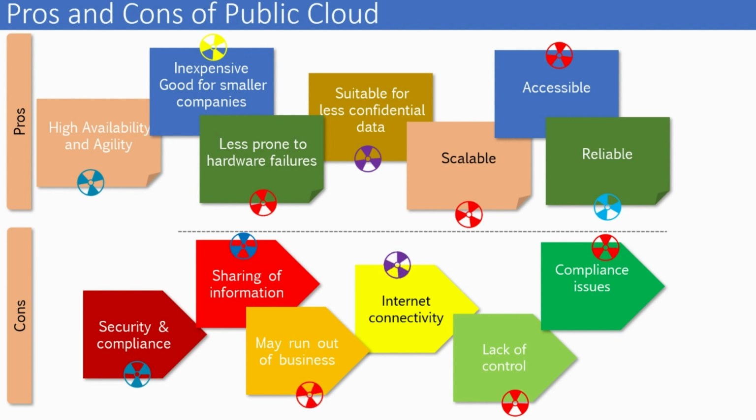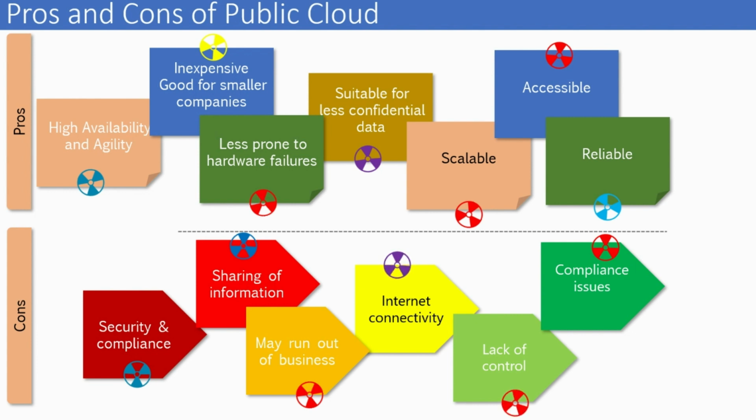Next one is related to dependency on the internet connectivity. Since public cloud relies on a stable internet connection, performance and availability can be affected in case of outages or in remote regions where the internet connectivity is not in line with expectations.